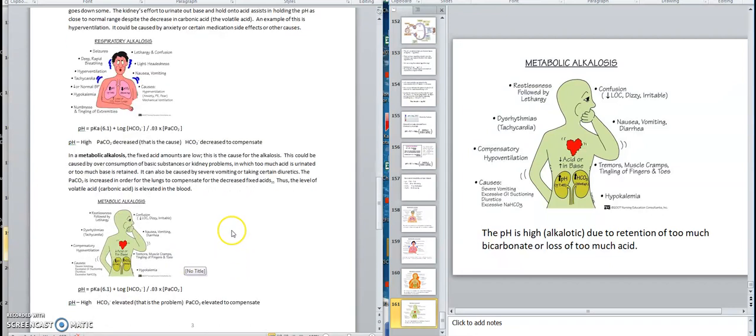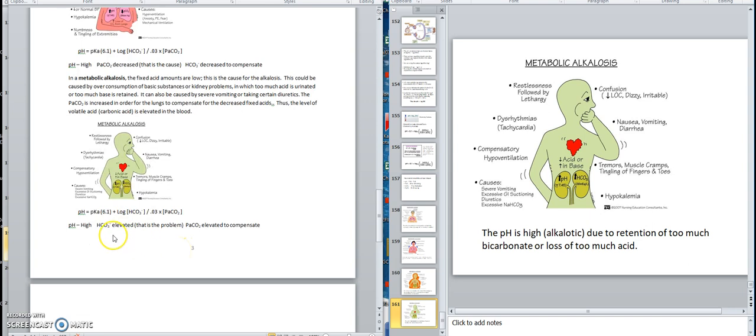All right, now what do you have? In this case, you have a metabolic alkalosis, right? And the PaCO2 is elevated to try to compensate. So you're breathing less to try to compensate. Try to raise volatile acid to compensate. You see what I'm saying? For losing too much acid. Okay? So this would be what you would see on that Henderson-Hasselbalch.